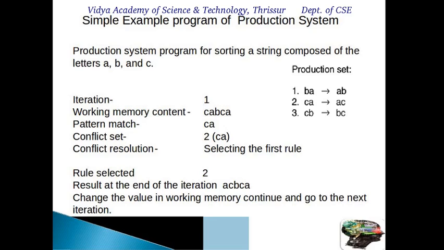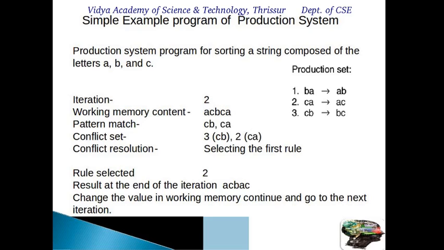What is the rule? What is the condition? CA, and the action is CA will be converted into AC. So correspondingly the description, that is the working memory, is altered according to the rule given in the production set. Action is taken and it will go to the next iteration.